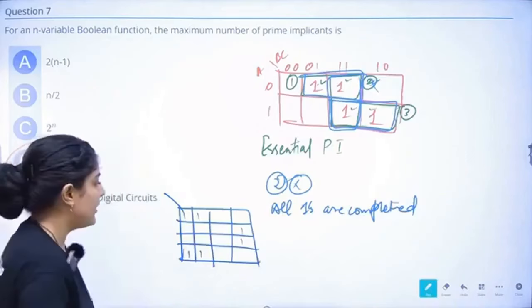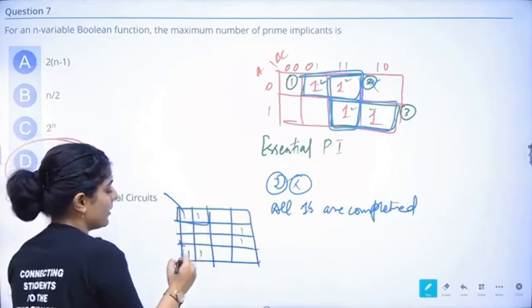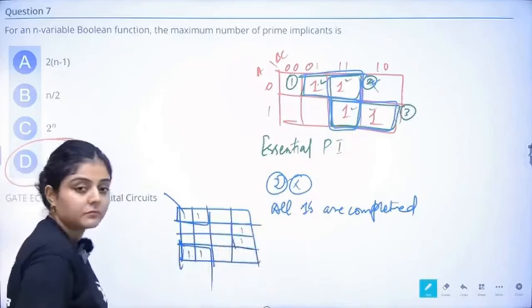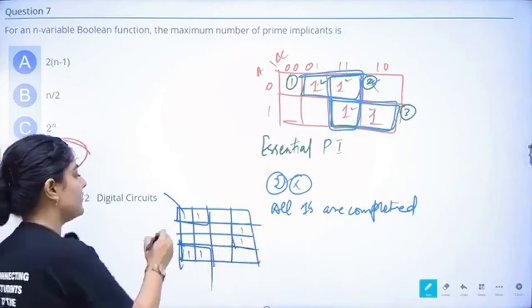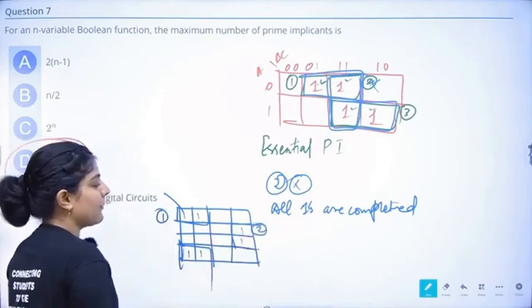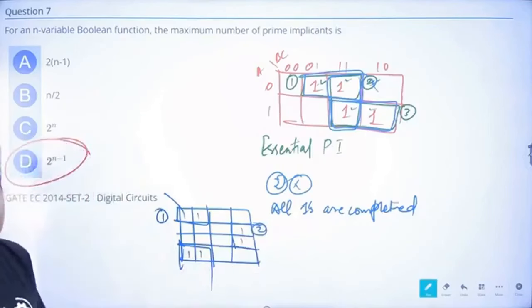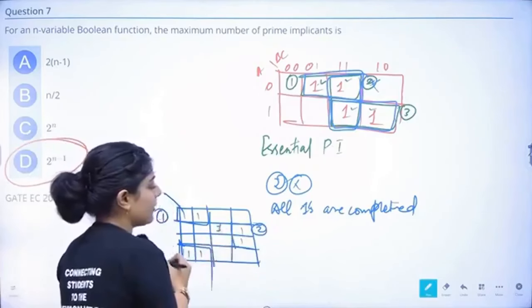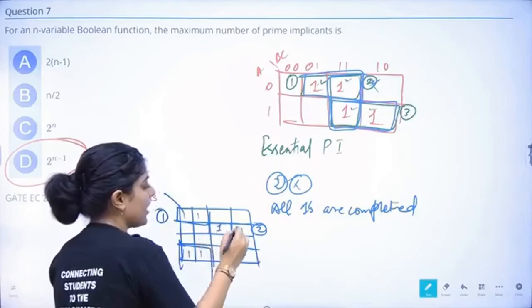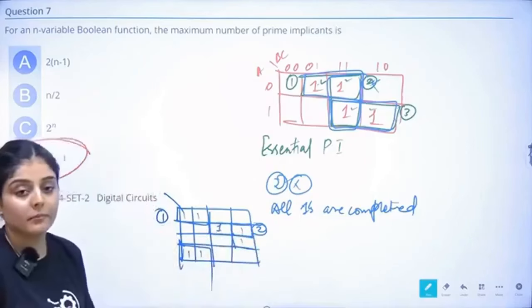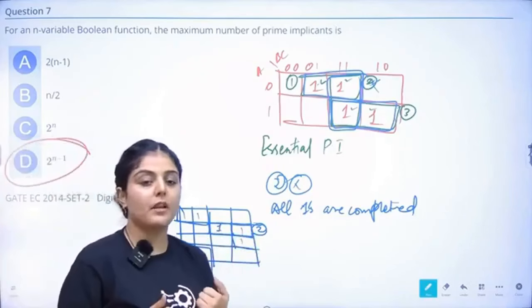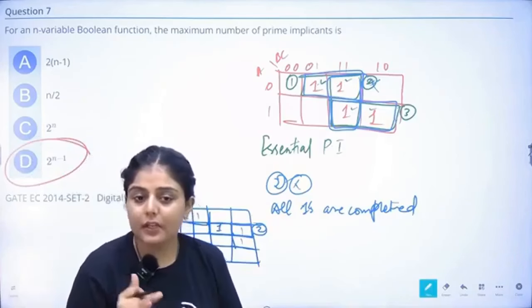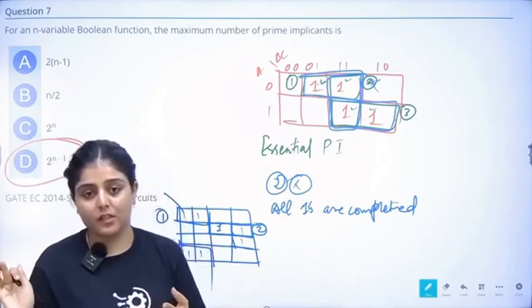So prime implicants can be a quad and a pair. Number 1, 2, quad and a pair. These both are prime implicants as well as essential prime implicants. Now here, this one you have to make a pair, because if a pair is possible, make a pair. If a quad is possible, make a quad. If an octa is possible, make an octa. So you have to make the maximum number of combinations that is possible.